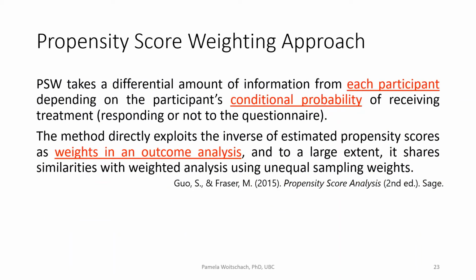One of the advantages of working with propensity score is that it takes information from each participant, depending on the participant's conditional probability. And the final weights that we get are used in outcome analysis on the respondent's portion of the sample. So here are two ideas that I want you to remember: that this takes a differential amount of information from each participant, and that the outcome analysis is actually done on the respondent portion of the sample.